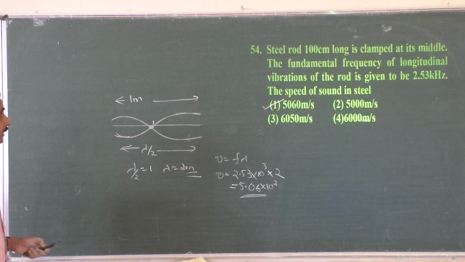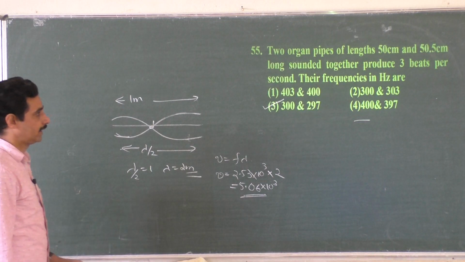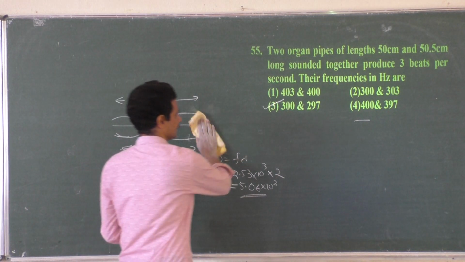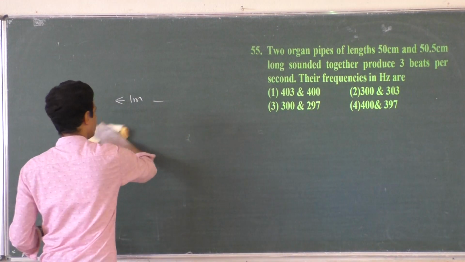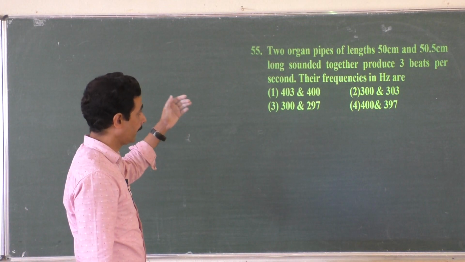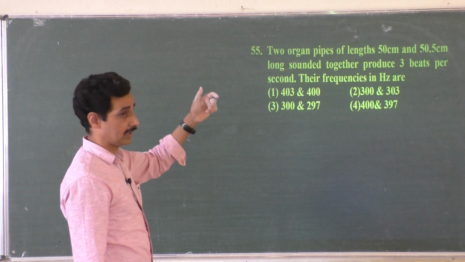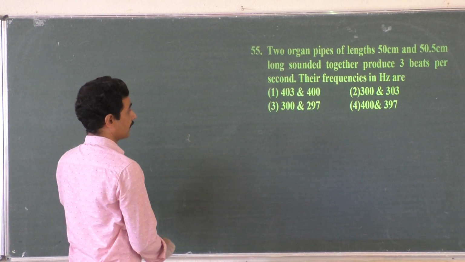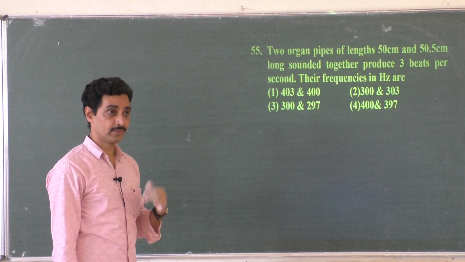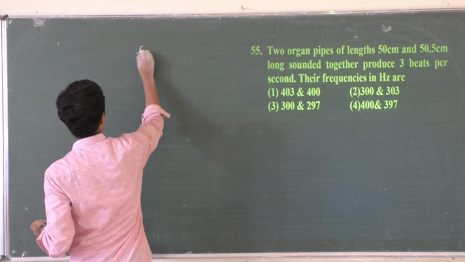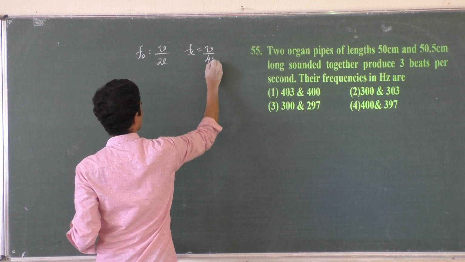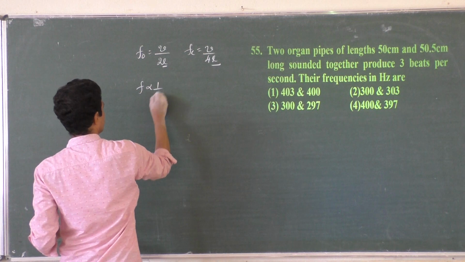Option 1. Direct. 55. Two organ pipes of lengths 50 and 50.5 centimeter long, sounded together, produce 3 beats per second. Their frequencies in hertz are... They have given the difference in frequencies, and you know which one minus which one, higher minus lower. That is also known, because 50.5 centimeter is longer, so lesser frequency. These are pipes, open or closed, whatever it is. Frequency of vibration is inversely proportional to length. For an open pipe, V by 2L. For a closed pipe, V by 4L. F is inversely proportional to length.